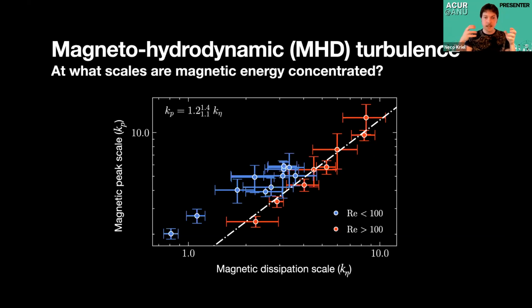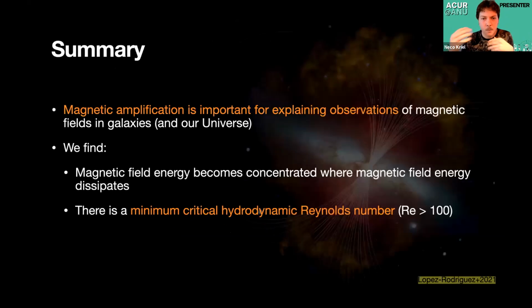That means that when we set the magnetic properties, the magnetic dissipation scale will define where the magnetic spectrum will peak, where magnetic fields will become concentrated, which is in stark contrast to some theories.